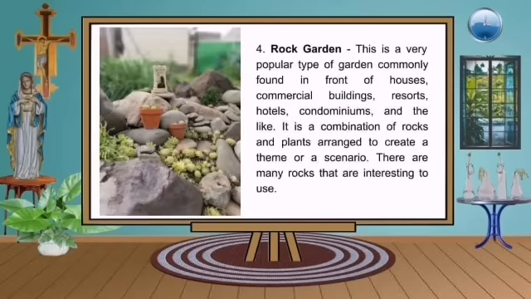We also have rock garden. This is a very popular type of garden commonly found in front of houses, commercial buildings, resorts, hotels, condominiums, and the like. It is a combination of rock and plants arranged to create a theme or a scenario. There are many rocks that are interesting to use. They come in different colors, red, gray, and brown, textures, rough or smooth, the sizes as big as boulders and as small as pebbles. Rocks can be arranged in groups or they can be interspread with different plants in between. A rock garden with a water fountain that lights up at night is a beauty to behold.